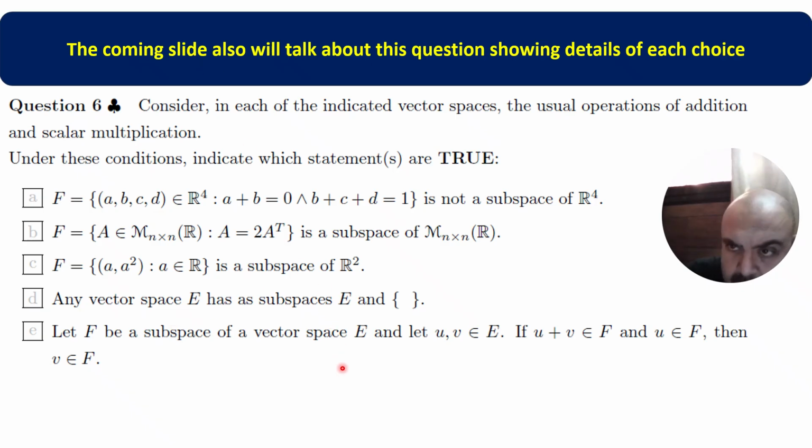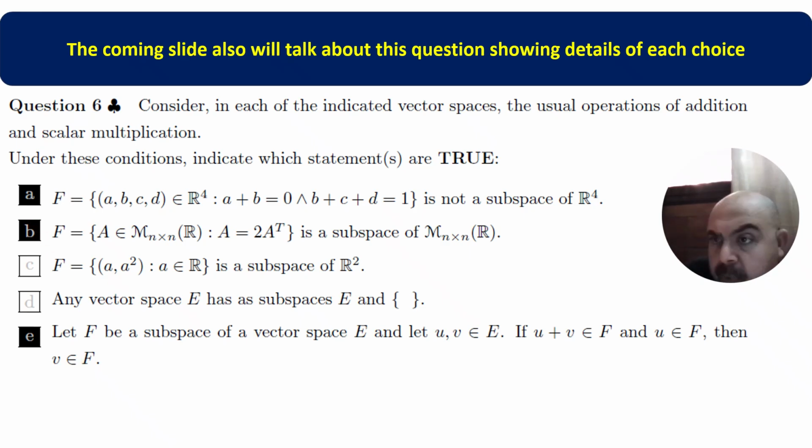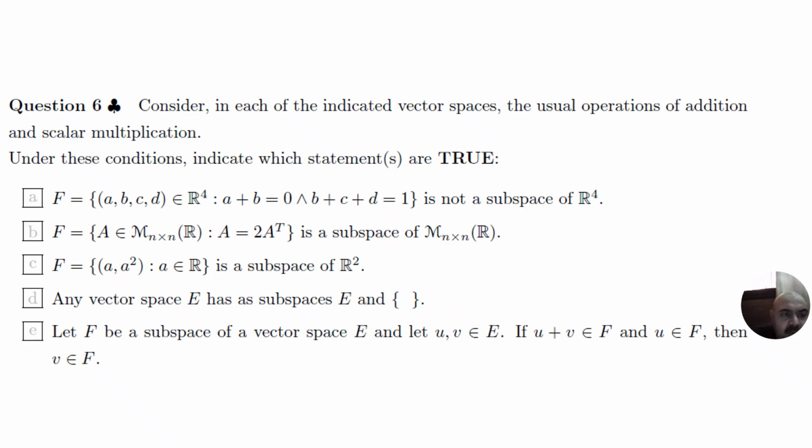And of course, we will see the correct answers. They will be A, B, and E, and we'll go through them shortly in the coming slide. So let's do question number 6 once more. Now I will need to check the first answer if it is correct or not.